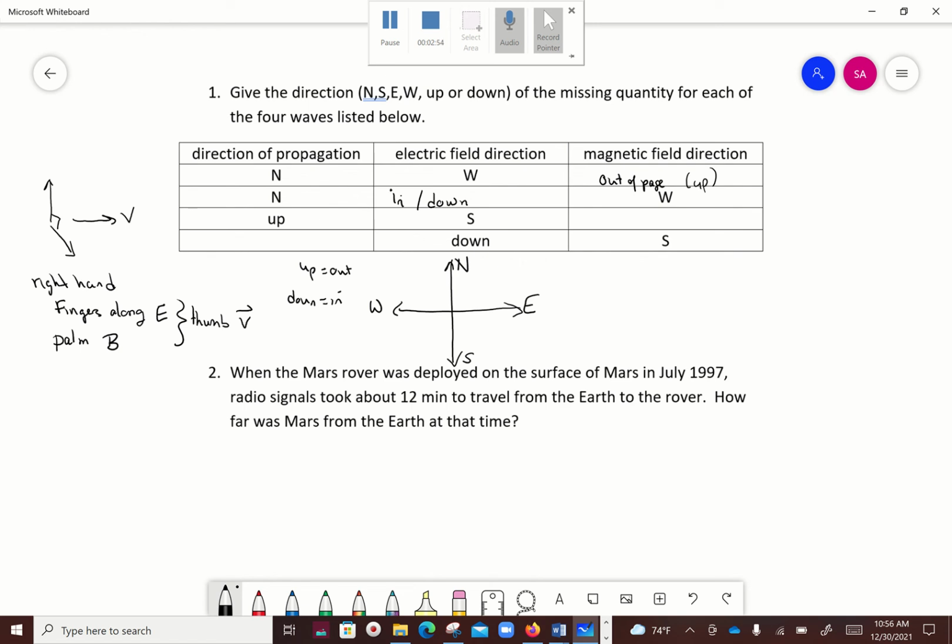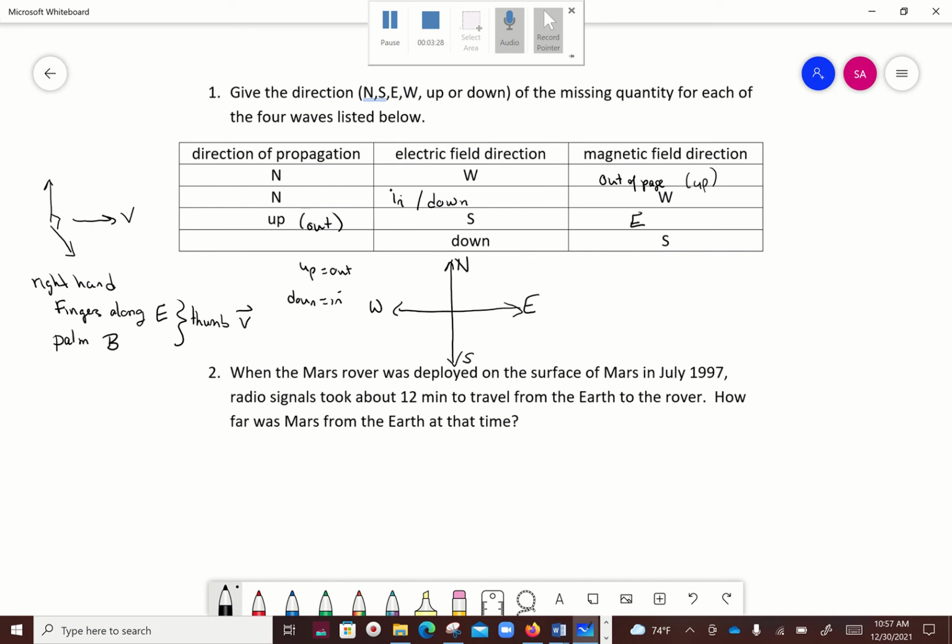All right, next one, I've got direction of propagation is up. So this is out of the screen. So I'm going to put my thumb out of the screen and my fingers pointing south. So that's the electric field towards the bottom of the screen. So if I do that, I find that my palm is pointing towards the east. So my magnetic field is towards the east. All right, so we're always given 2 of the 3. Align your hand so that the 2 of the 3 are correct, and then the other direction will be given by your hand.